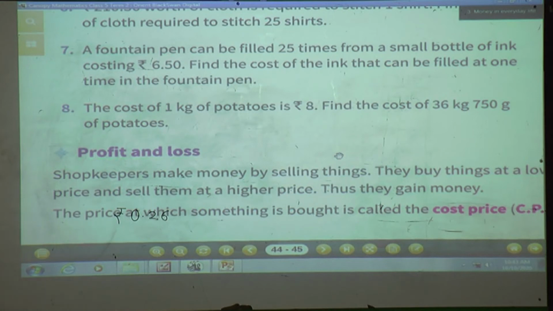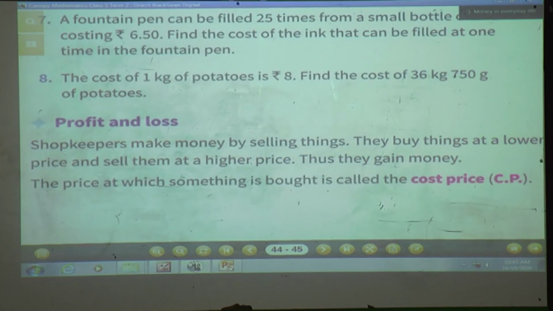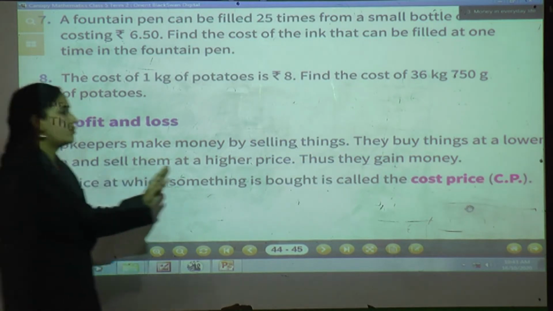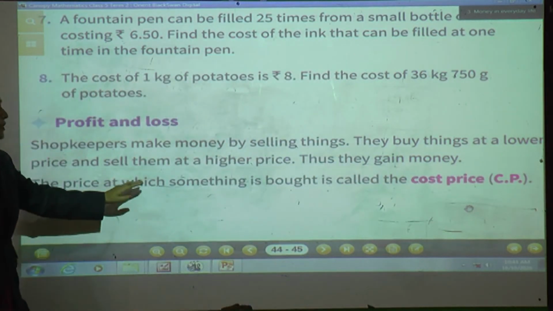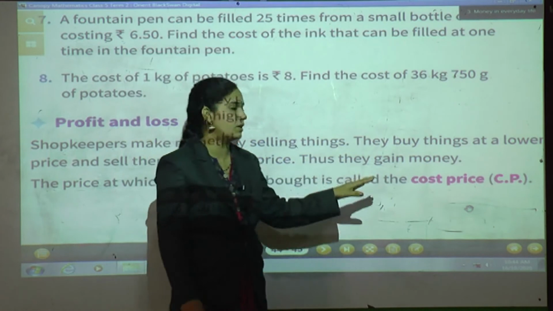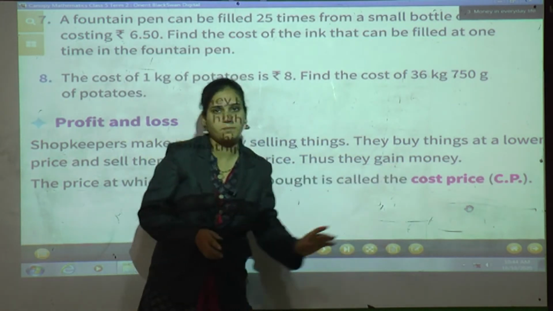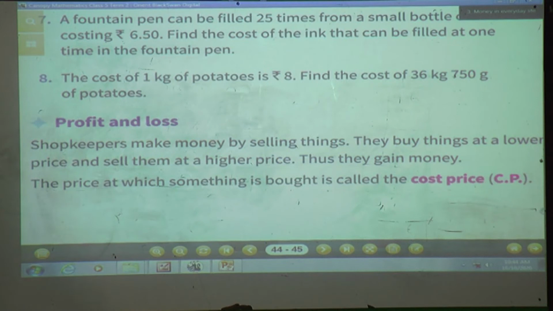Here, students, shopkeepers make money by selling things, isn't it? They buy things at a lower price and sell them at a higher price. Thus they gain money. The price at which something is bought is called the cost price. And the short form of cost price is CP.